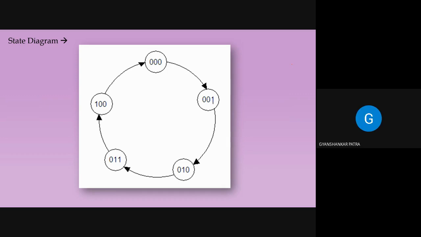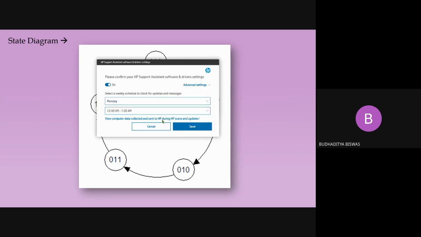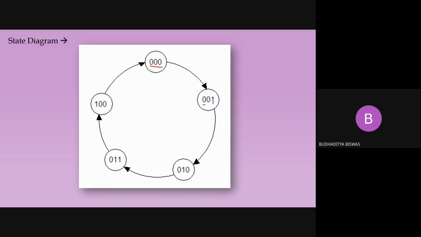One. Very good. Correct answer. So you see the present state is 0, 0, 0. That means 0. So if the present state is 0, then you see the next state is 0, 0, 1. Any confusion? No, sir. Okay.